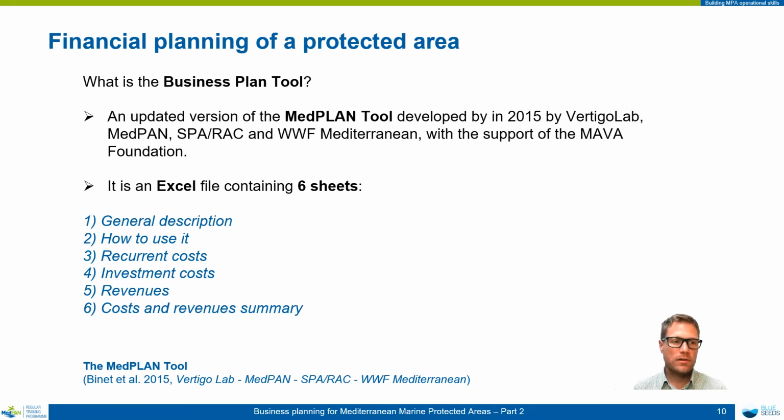The tool you'll be using is an updated version of the MedPAN tool, which was developed in 2015 by Vertigo Lab, MedPAN, the SPA RAC, and WWF Mediterranean, with the support of the MAVA Foundation. It is actually an Excel file containing 6 sheets. The first sheet is the general description of the tool, and the second one describes how to use it. The third one is about recurrent costs of your protected area. The fourth, investment costs. The fifth, revenues. And the sixth is a summary of the costs and revenues of your MPA.